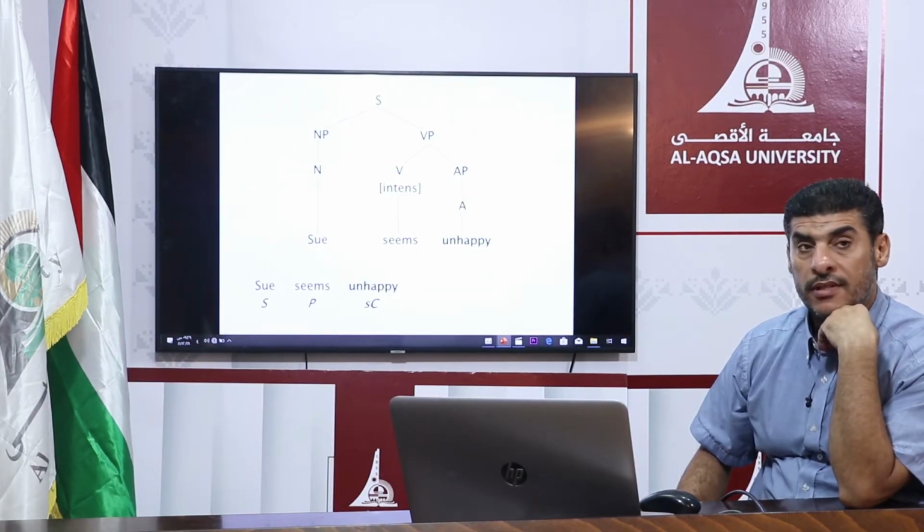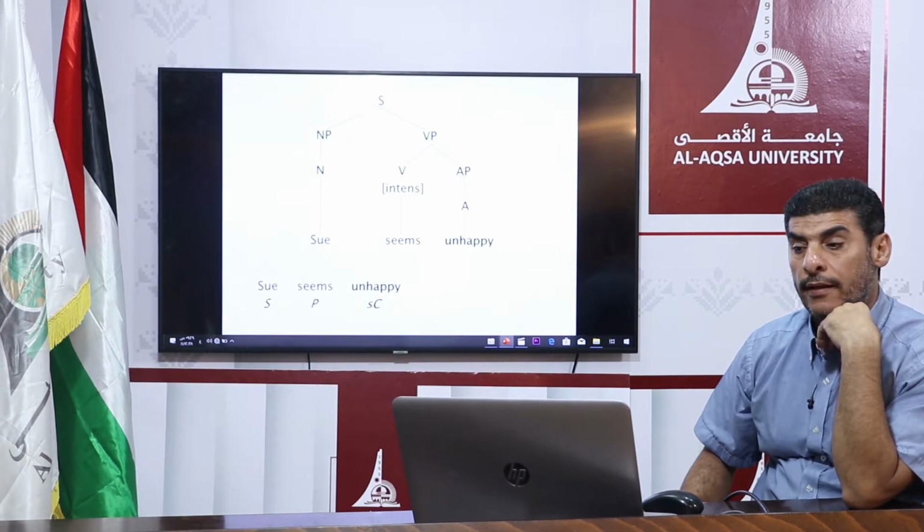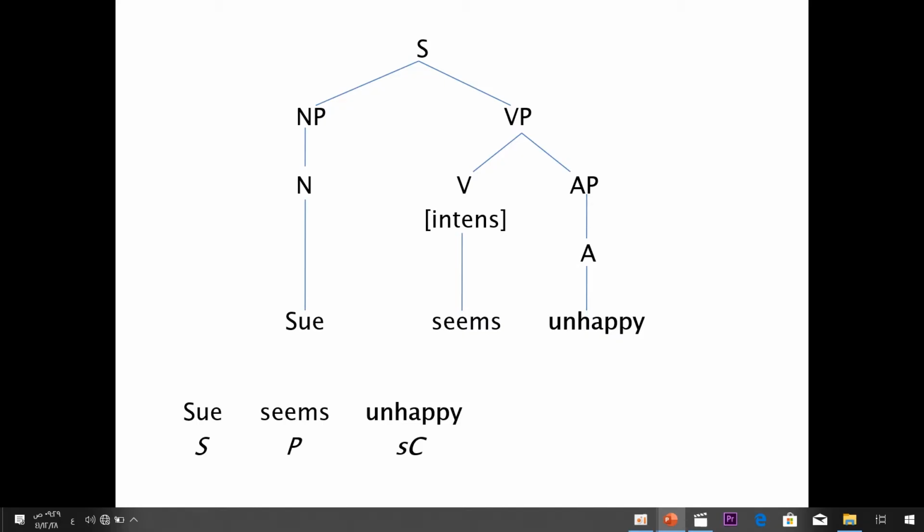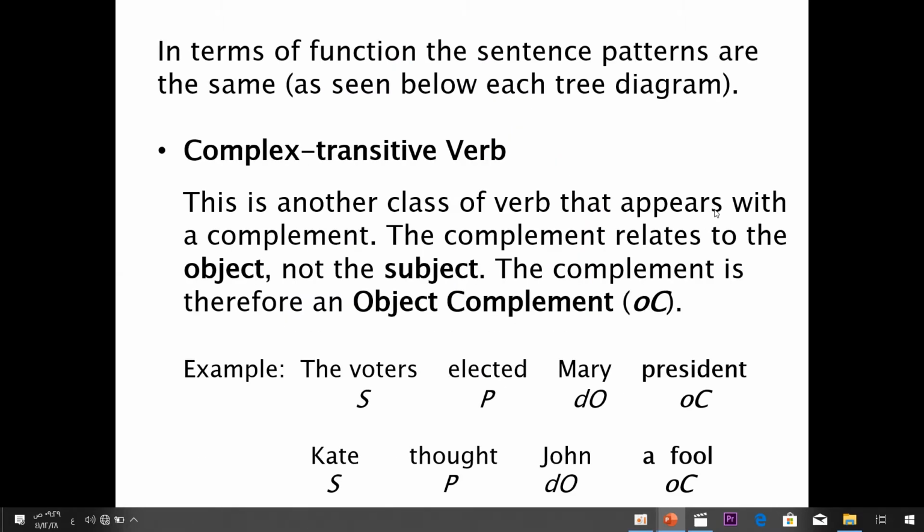I'm back, dear students, to continue with the linking verb. So when we say Sue seems unhappy, once again unhappy is a complement of subject. In terms of function of the sentence, the patterns are the same as seen below each tree diagram.